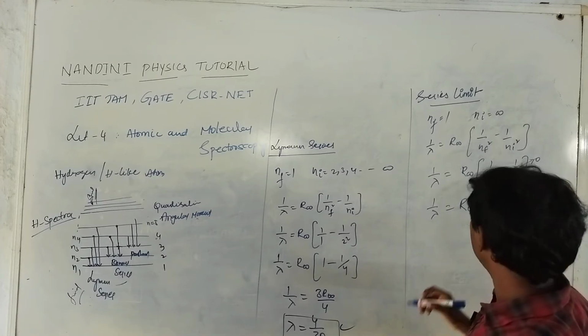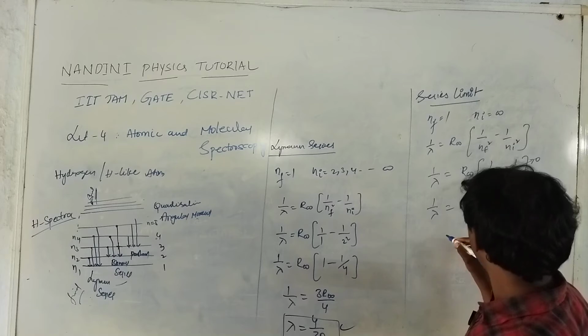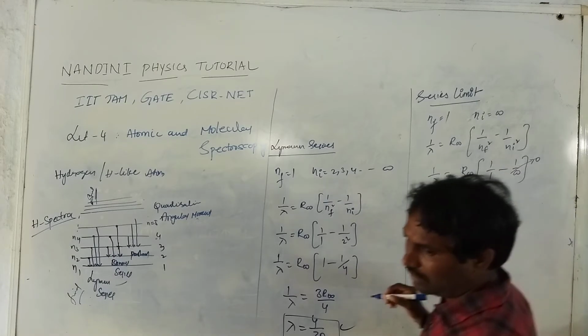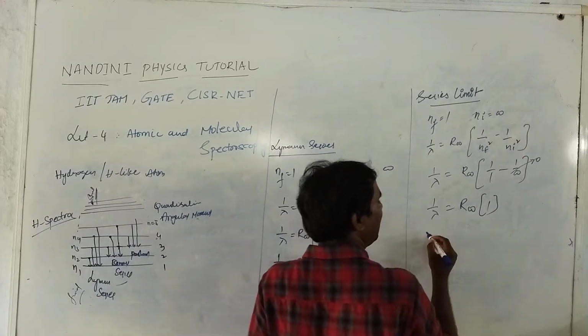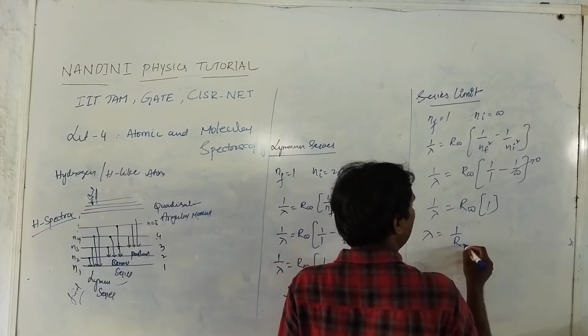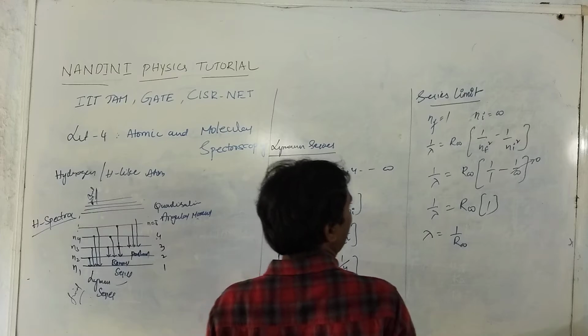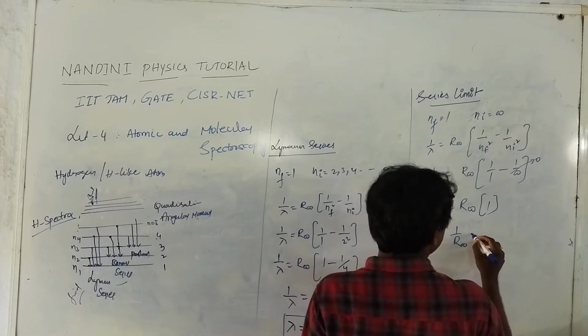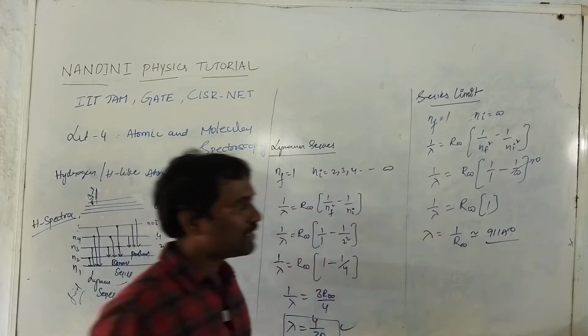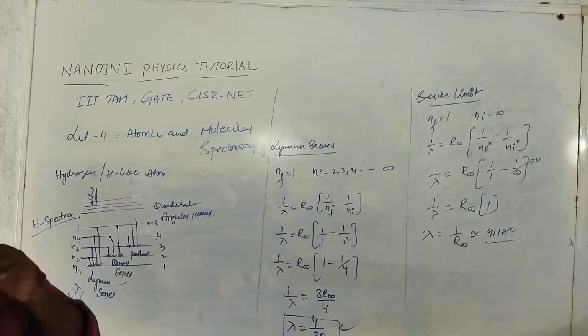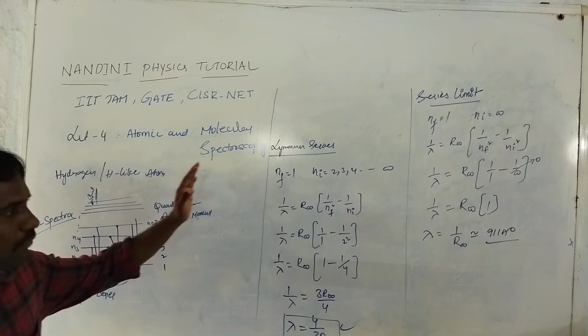So this is the series limit generally, and if you take this value of 1 by lambda, then lambda is equal to 1 by R infinite. And this value is approximately 911 angstroms. Okay, so this is about the Lyman series.